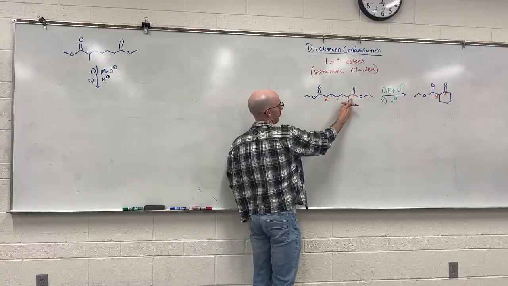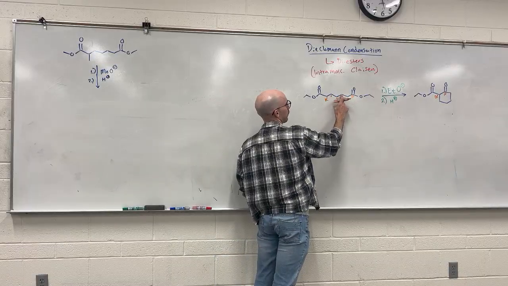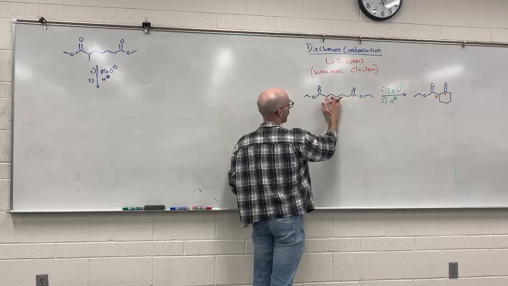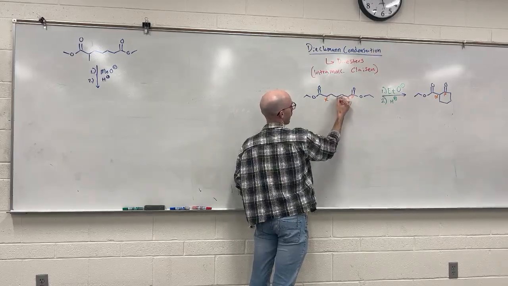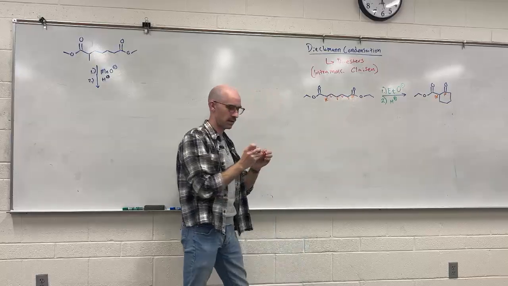What's our byproduct? Ethanol or methanol. The alcohol condenses, yep. Alpha, beta, 3, 4, 5, 6. That's what I should have said.